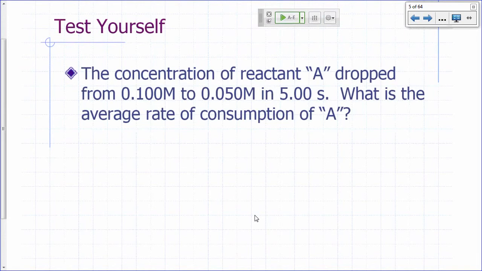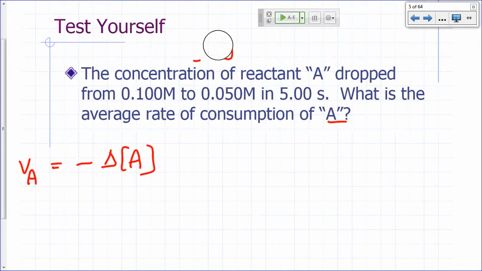So let's look at a simple example here. Let's say the concentration of reactant A dropped from 0.100 moles per liter to 0.05 moles per liter in 5 seconds. What's the average rate of consumption of A? So what would that be? Consumption of A would be, you can say V sub A, the speed of the reaction, the rate of the reaction in terms of the rate of consumption of A, would be negative delta [A], the change in concentration of A. Okay, the brackets, remember, mean concentration in moles per liter, right? Divided by delta t. So what's our delta [A]? What's the final value for the concentration of A?